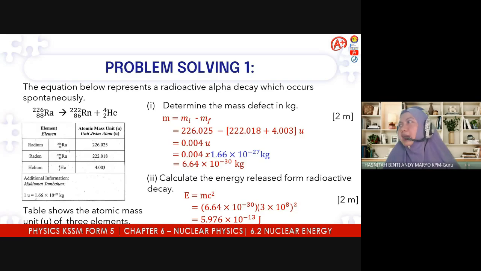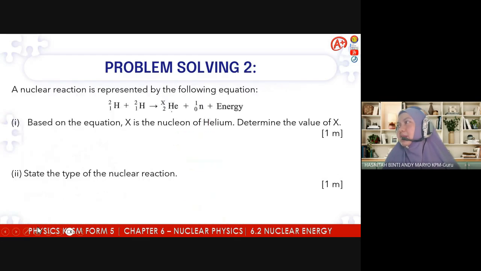Now let us proceed with the next example in this book. Now we have this equation. So can you tell me what process is involved here, students? According to this equation, what process occurs here in problem solving two?